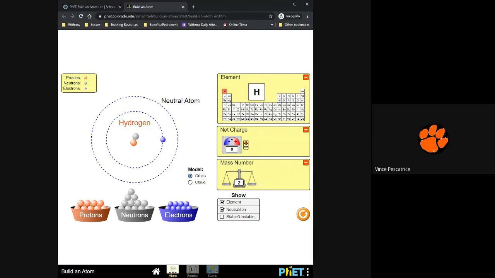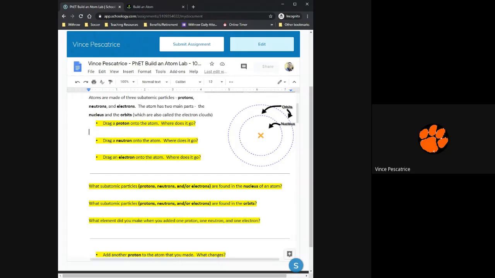You can see, based on my screen, that when I dropped a proton in there, it went to the nucleus. Then the neutron also went in the nucleus, and the electron went in the nucleus. I'm sorry, I lied. The electron went in the orbit. So what you put down here is where did it go? The proton went in the nucleus. The neutron went in the nucleus. The electron went in the orbits.